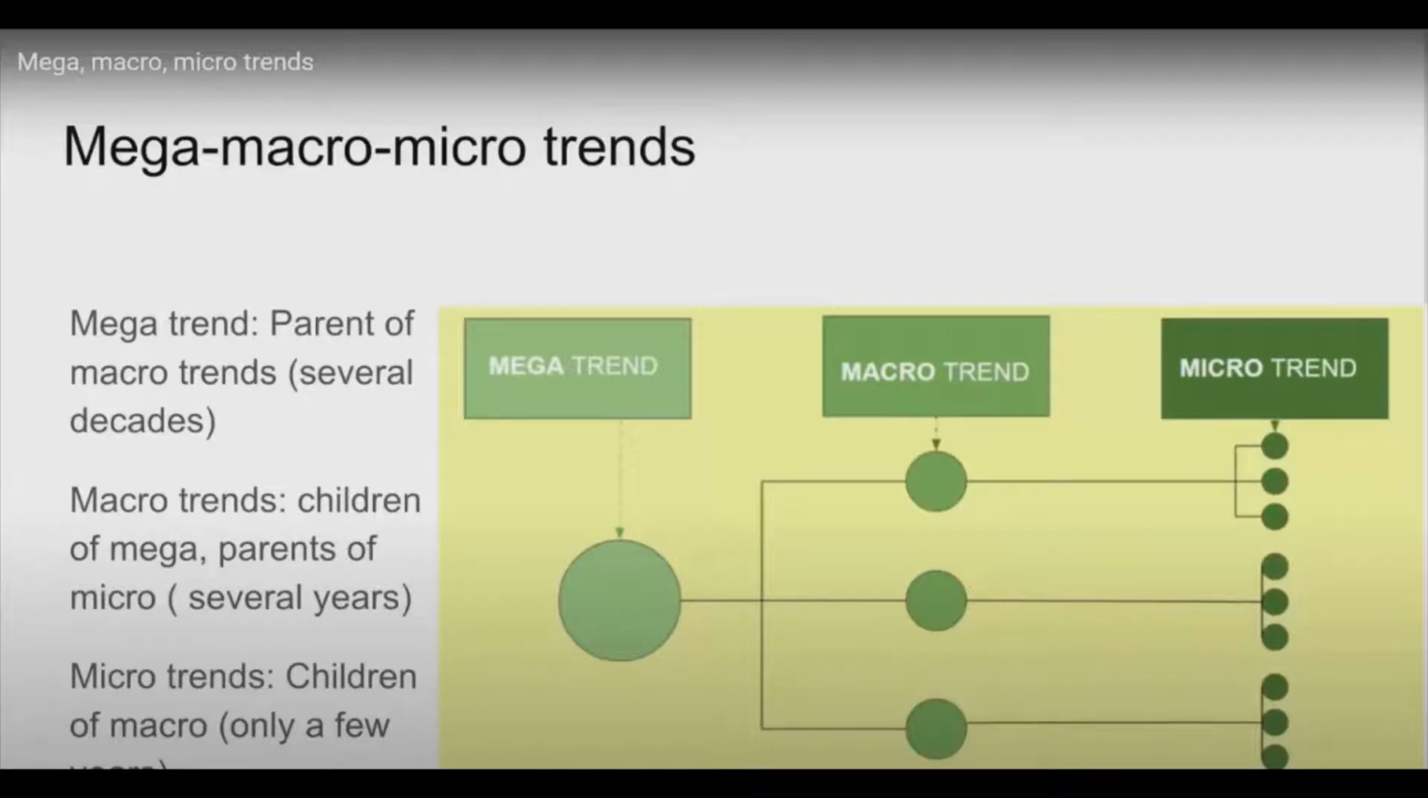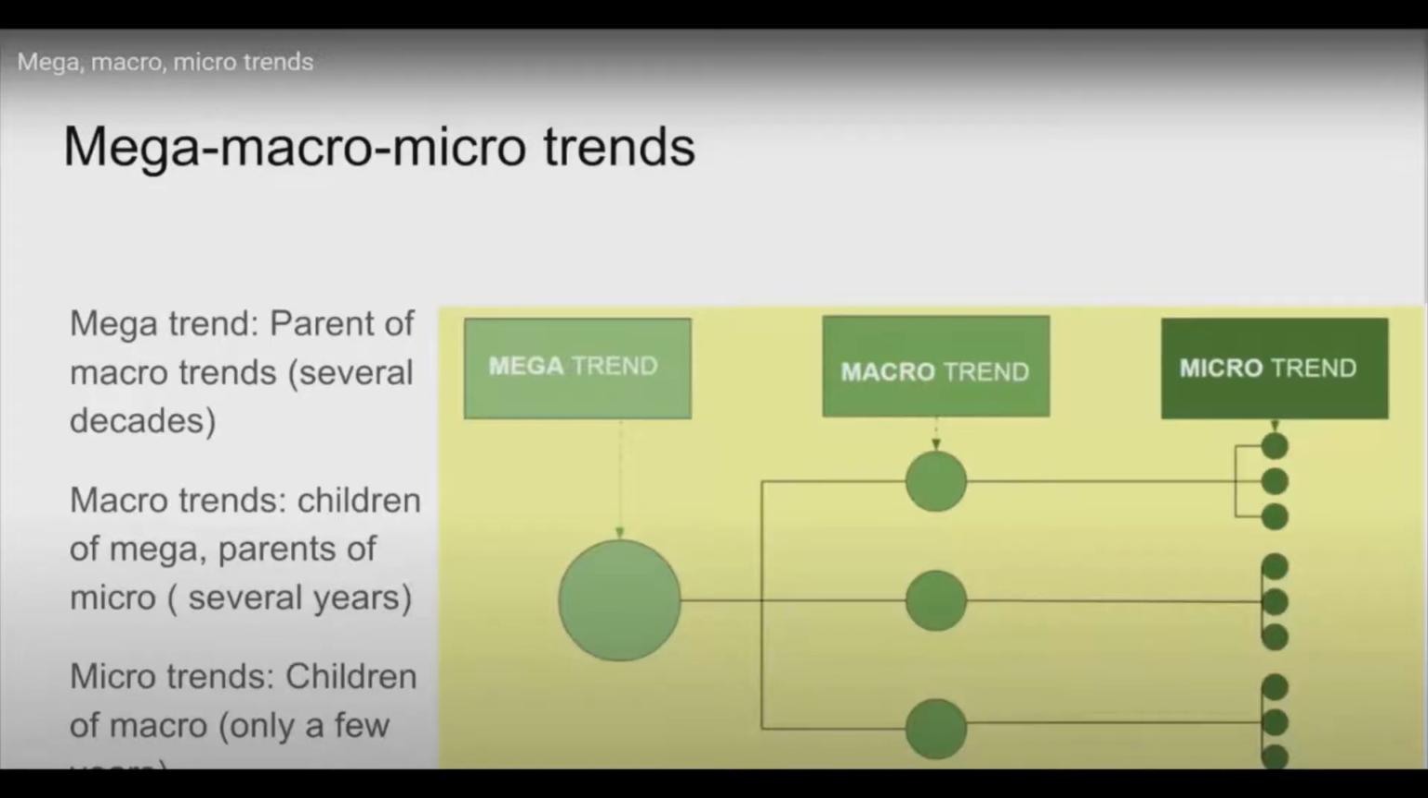Now the macro trends are then the children of the mega trend. It means that the mega trends spawn these macro trends. The macro trends have been around for several years and they're also probably cross-cultural, cross-country, these macro trends.